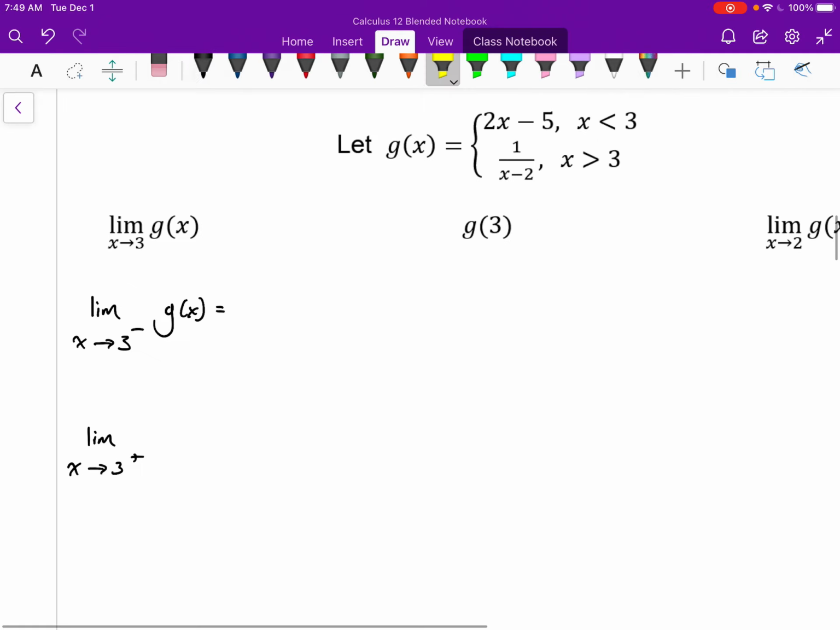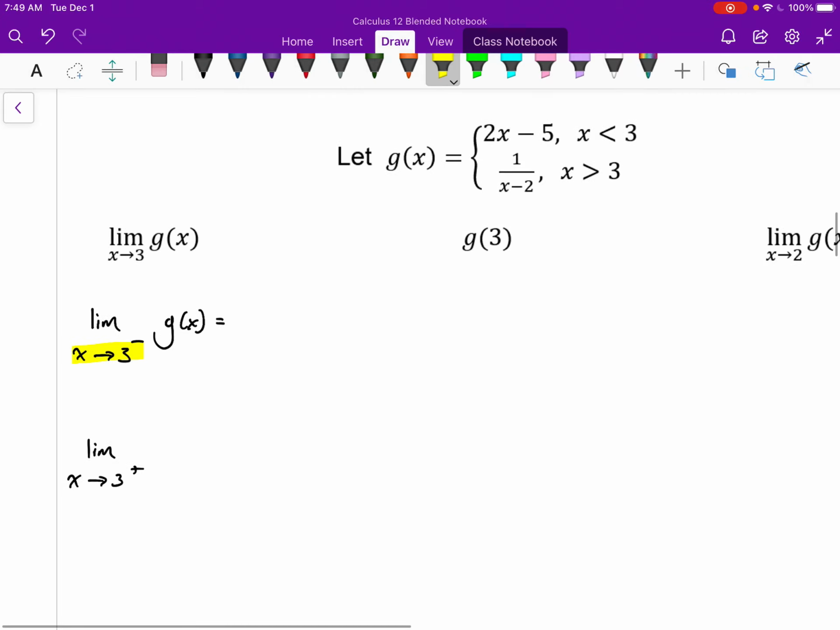As x approaches 3 from the left, that means values of x are a little less than 3, so I'm looking at the top piece. And so I can just substitute 3 right into that equation. There's nothing stopping me from substituting 3 into the equation, so 2 times 3 minus 5 equals 1.